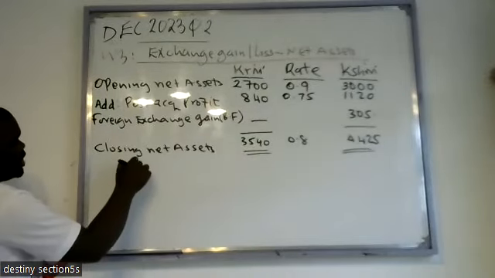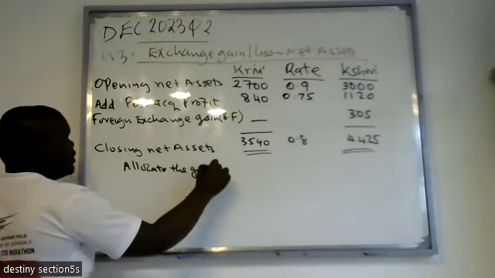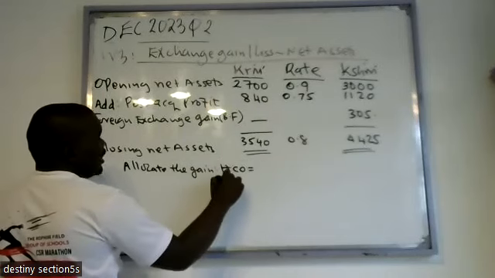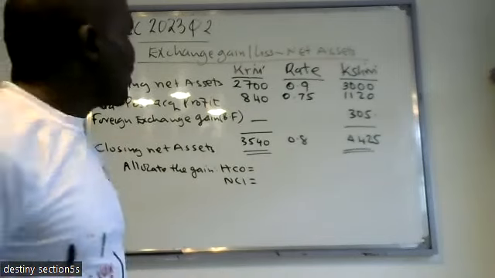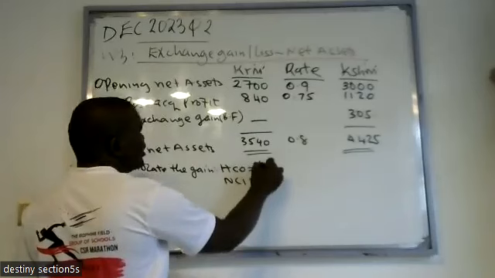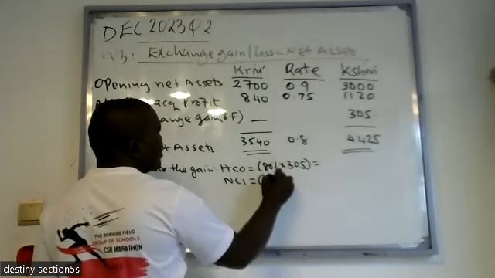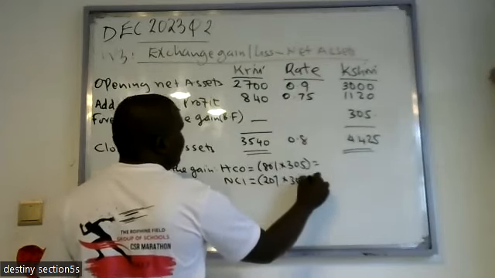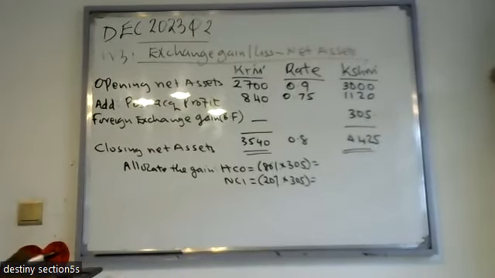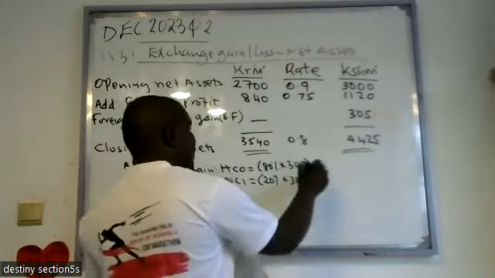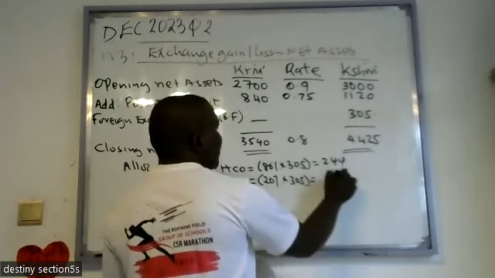So you allocate the gain. So the gain, holding company, NCI. This was the only one thing which I thought would take my time. So holding company will take 80% of 305. This one will take 20 of 305. So that we have 305 by 80, 244. 305 minus the answer, 61.